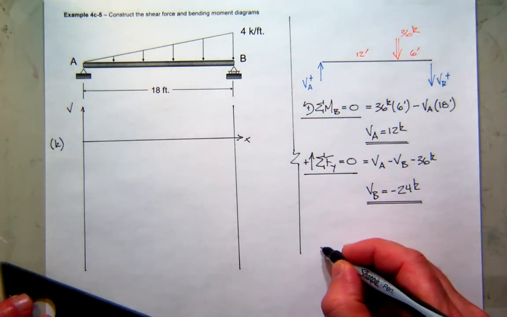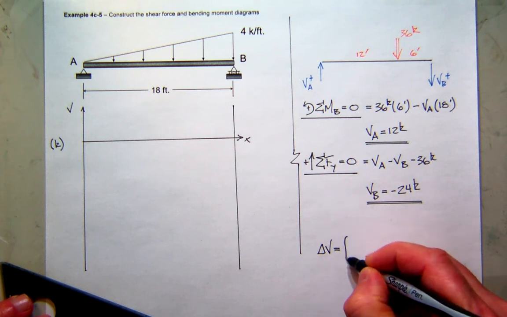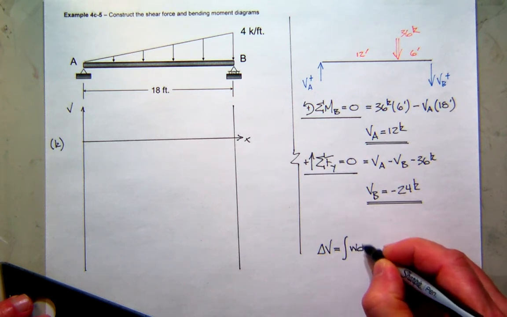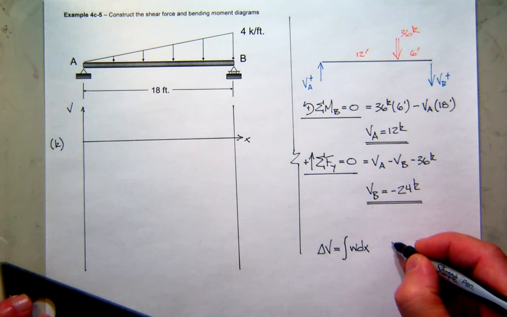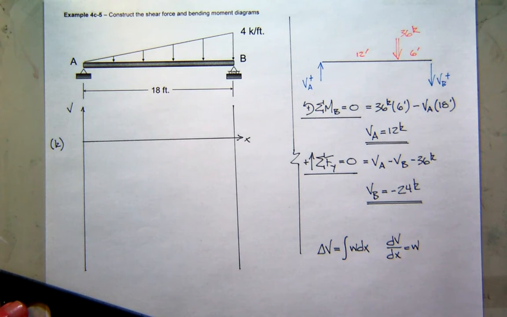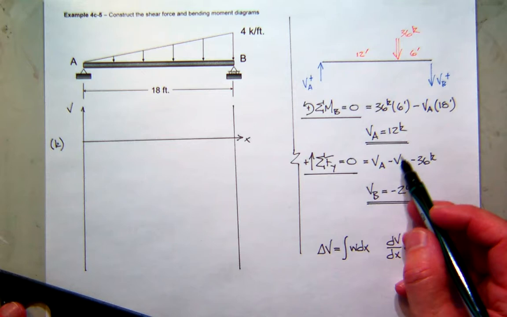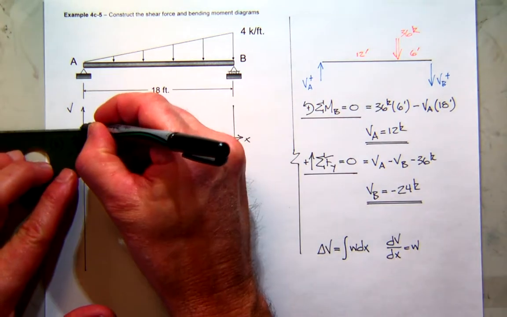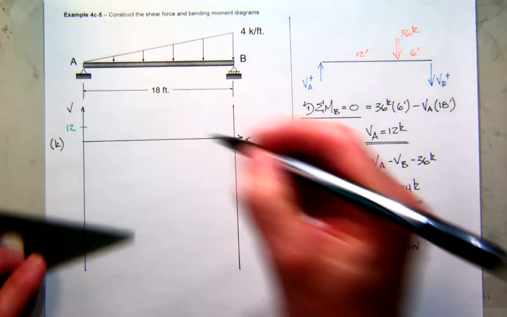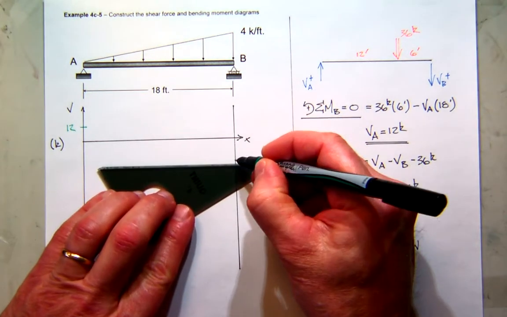I'm also going to remind myself that the change in shear between any 2 points is the corresponding area under the load curve, and that the shape or slope of the shear diagram is given by the load. So starting here at A, what's my shear value? It's 12. Positive. And what's the shear at B? Negative 24.